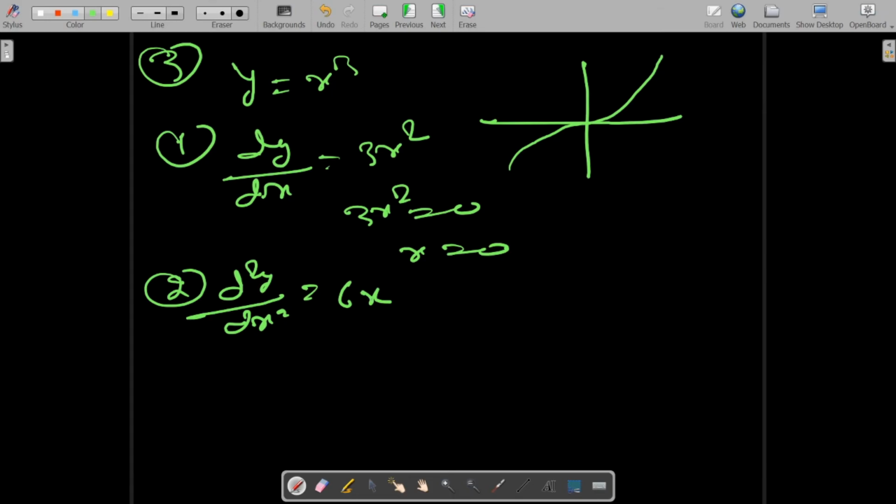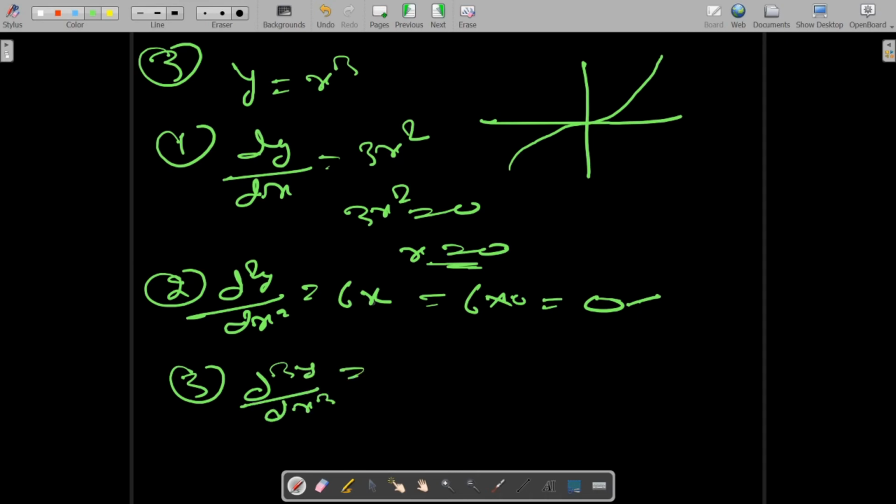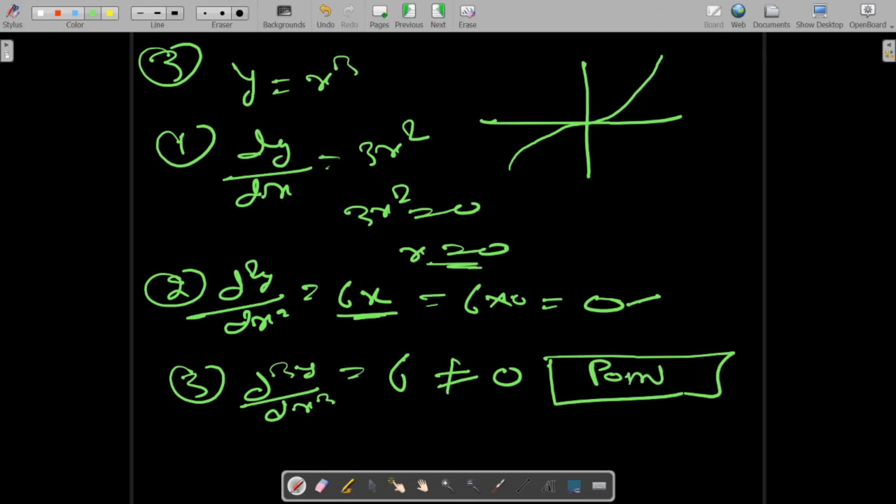So put here x equal to 0, 6 cross 0 equal to 0. If it is giving 0 value, that means we have to go to the third derivative. So d3y by dx cube. If you do the third derivative for this, it is 6 and it is not equal to 0. That means this is a point of inflection, neither maximum nor minimum.